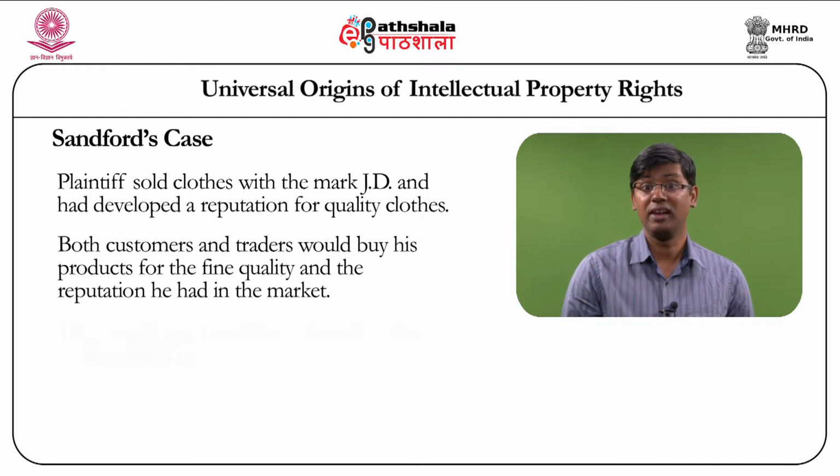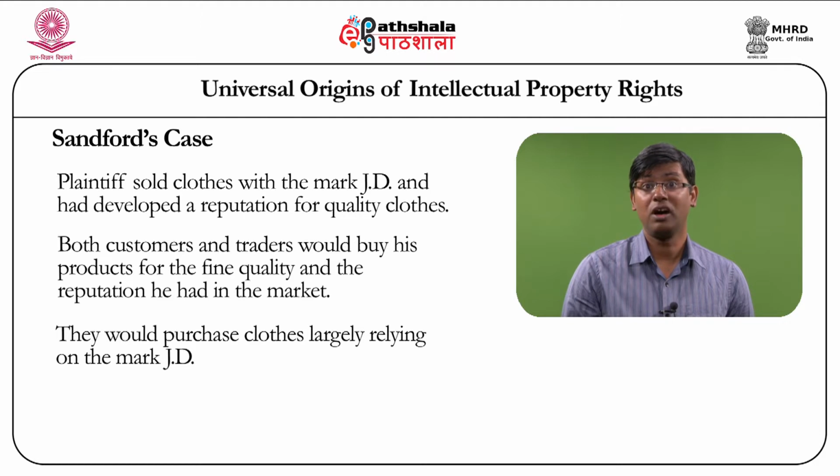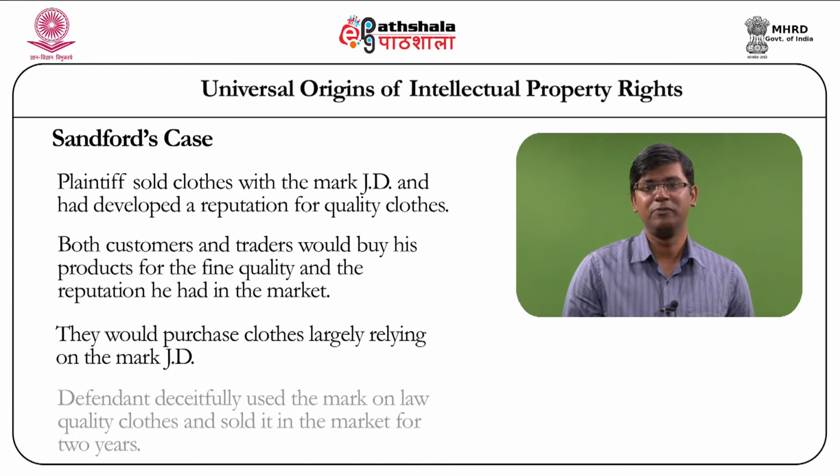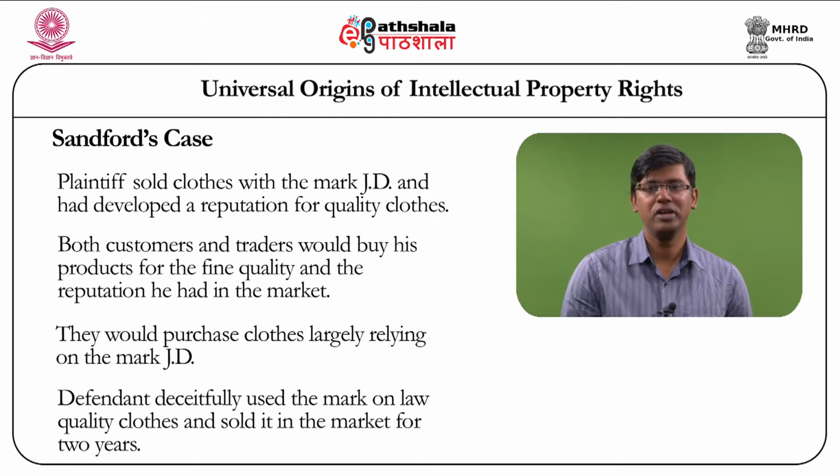Now, this meant that they largely relied on the mark JD, which represented a certain kind of quality and told them that it originated from a particular place or particular manufacturer. Unfortunately for the plaintiff, the defendants deceitfully used the same mark JD on the clothes, but the quality of these clothes was much below, and they used it for a period of 2 years, which resulted in the slump in sales for the plaintiffs.